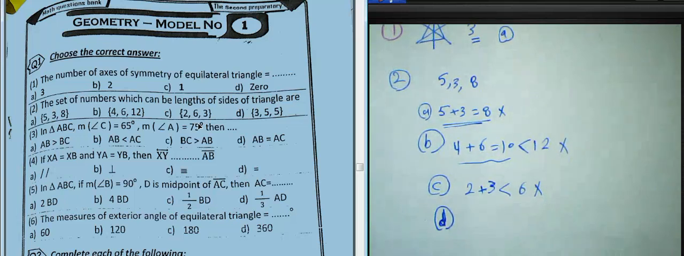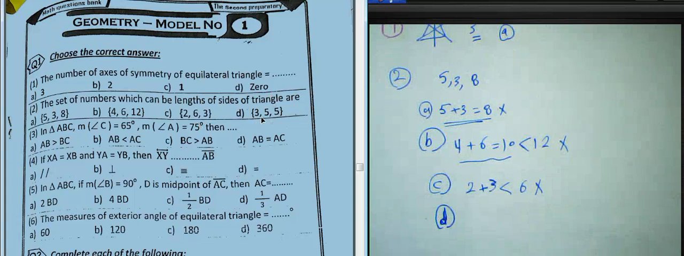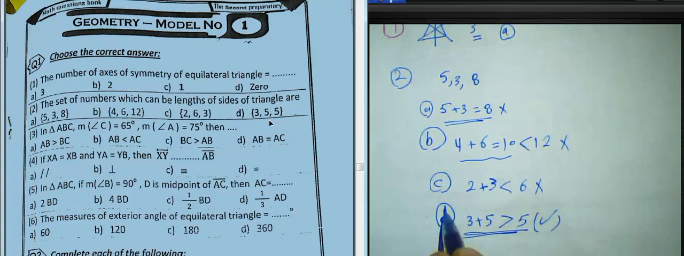Letter D for question 2. Look at this set here. 3 and 5 and 5. Yes, we must choose 3 and 5 and 5 because 3 plus 5 equals 8, which is more than the third here, 5. So we must choose letter D.